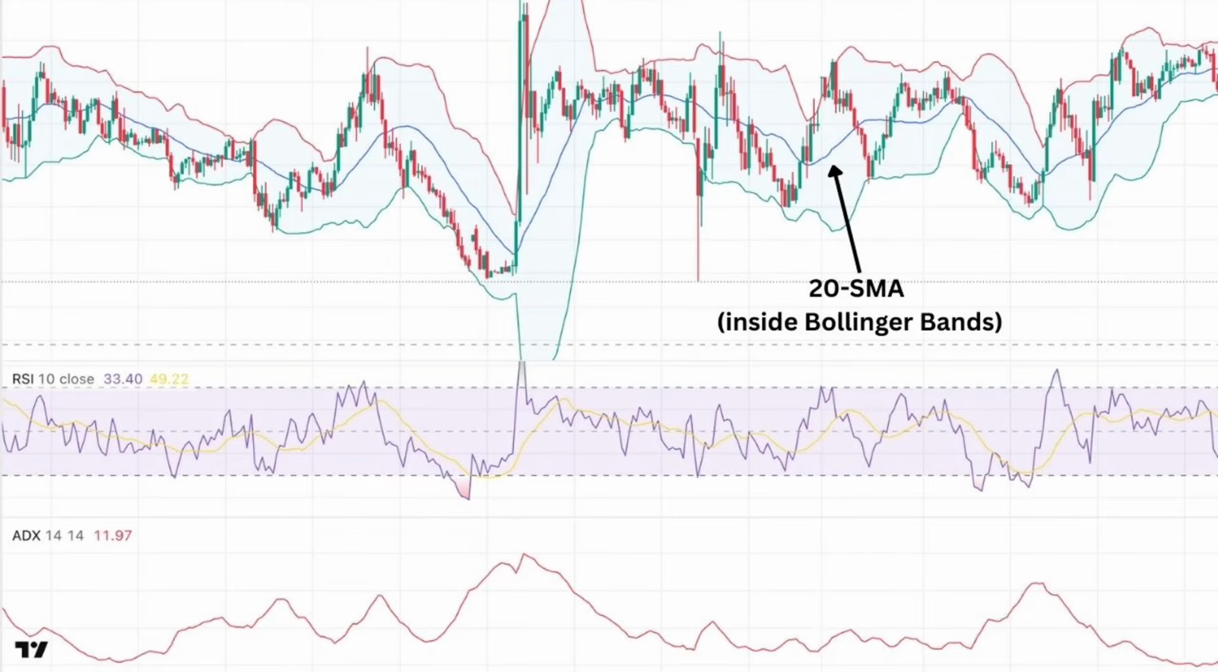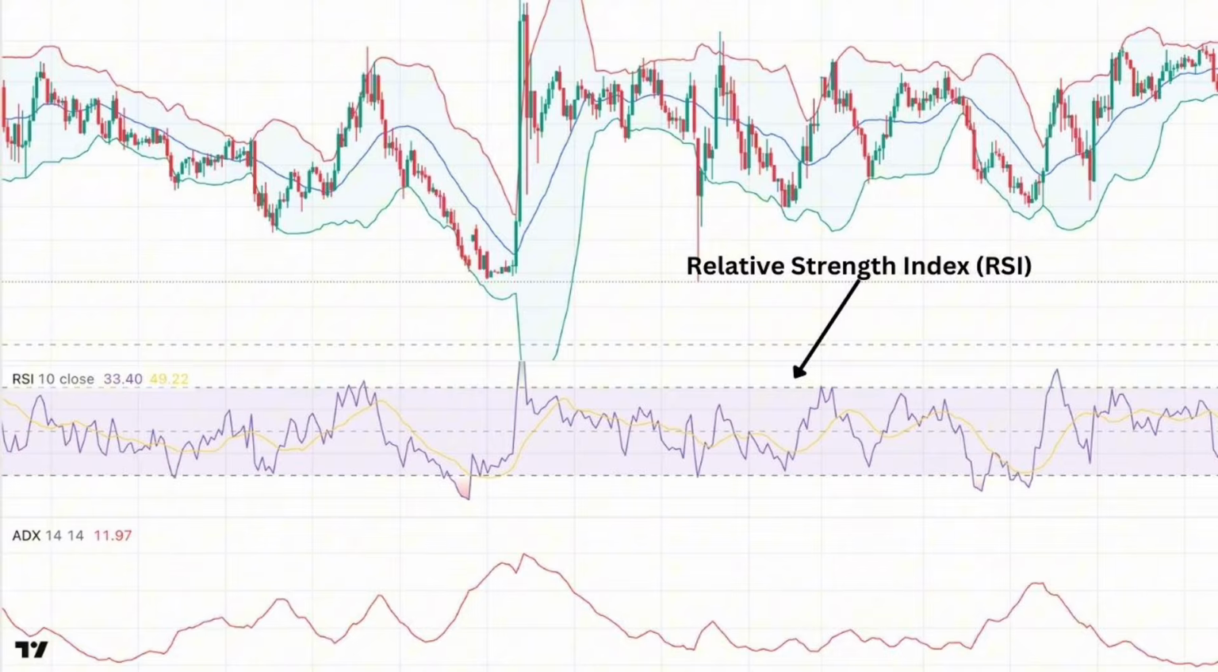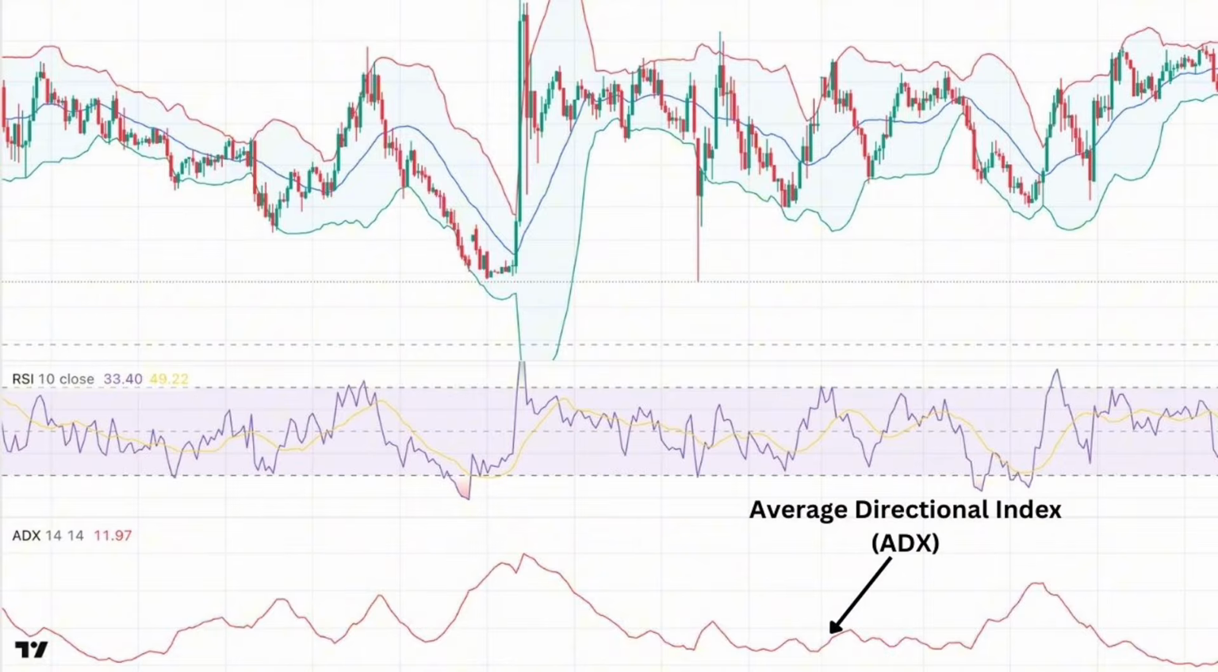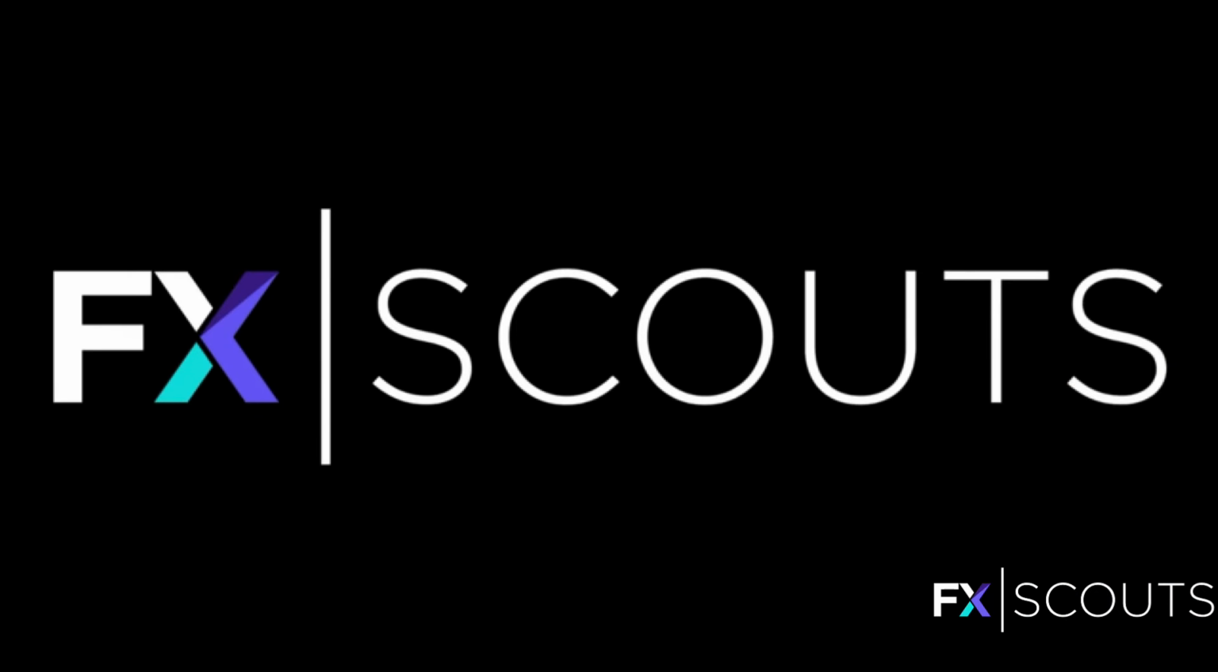Firstly, it uses the 20-period simple moving average, the RSI or relative strength index, and a filter called the average directional index or the ADX. And later I'll also show you a bonus confirmation signal, RSI and Bollinger Band divergence. I have made a video on that and I'll pop the link to that in the show notes. So look out for that one. And by the end of this video, you'll have a complete step-by-step trading plan that you can practice immediately.